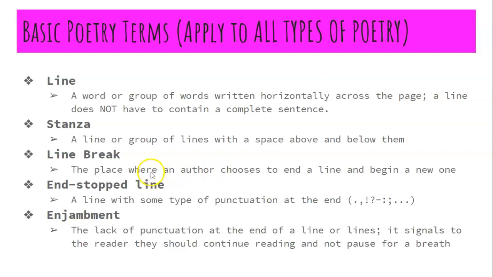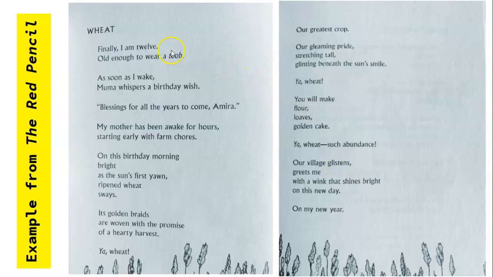A line break is the place where an author chooses to end one line and begin a new one. So for example, here the author has chosen to stop this line at the word "12" and begin a new line with the word "old." Or just jumping down another example, they've chosen to stop at "morning" and start with the word "bright" and stop here again and start with the word "as." And again, we're going to talk more about why an author might do that, but those are line breaks. It's where one line ends so that a new one can begin.